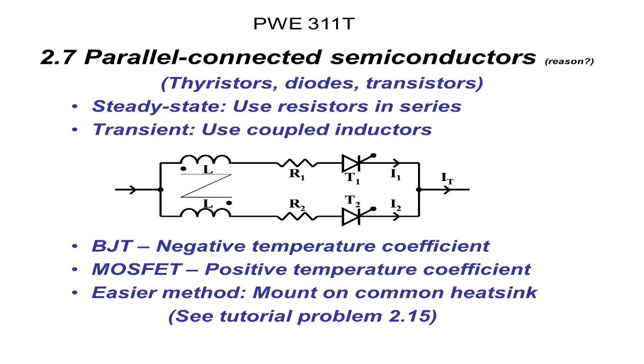BJT has a negative temperature coefficient, MOSFET has a positive temperature coefficient. Okay, an easier method is to mount them on a common heat sink.